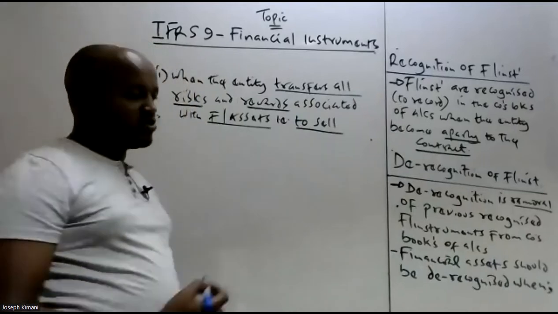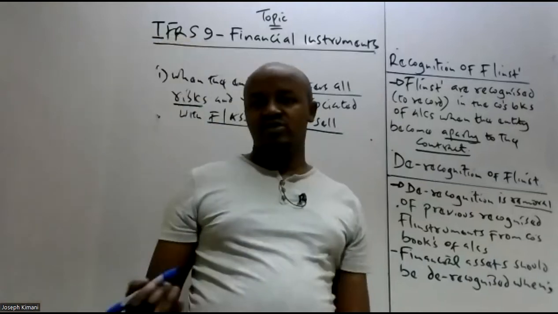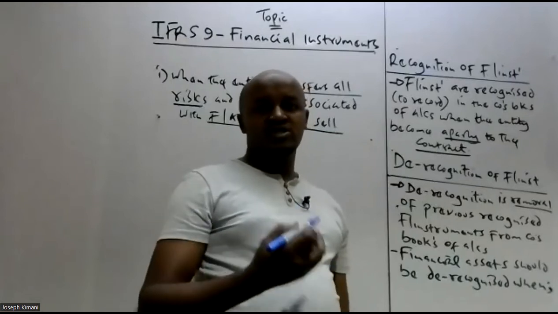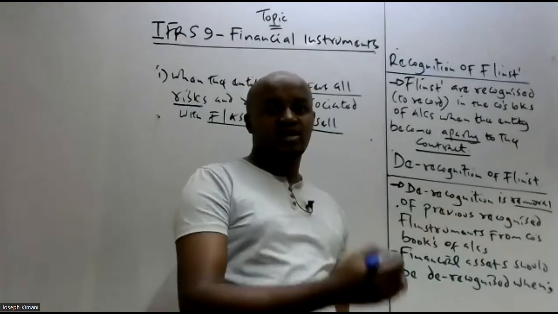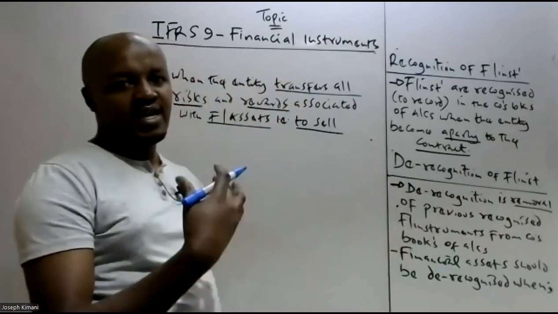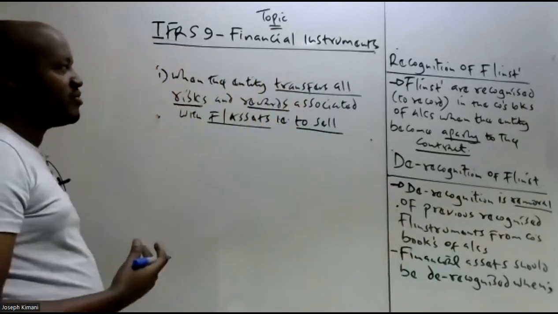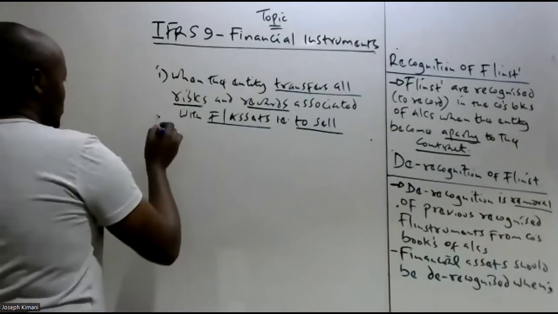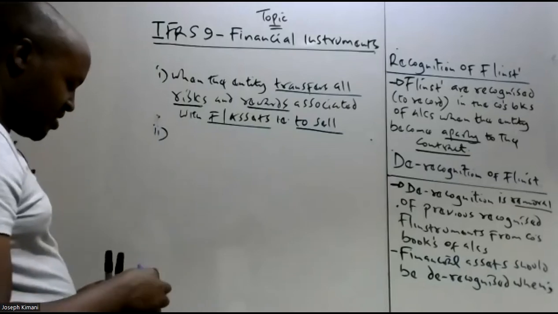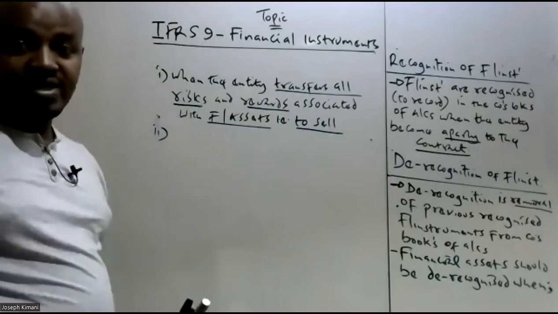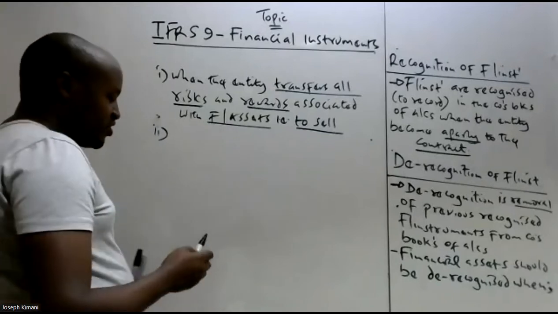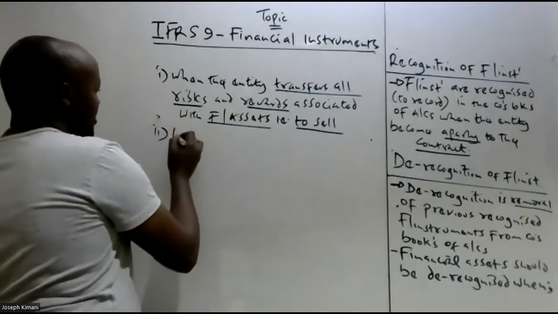So therefore, it is obvious that the company cannot continue accounting for those shares, cannot continue accounting for its investment in shares or debentures, because the company has transferred all the risk and rewards associated with those shares. Two is that a company should derecognize a financial asset whenever the company's right to receive cash has come to an end.